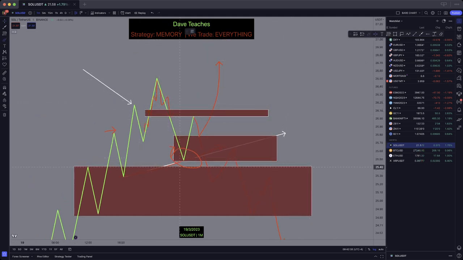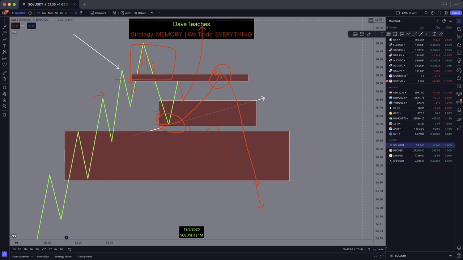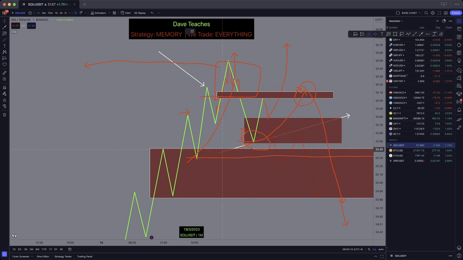oftentimes, and I guess this is where sometimes ICT's breaker block comes into play, oftentimes price will come and tap right into the area that it fell out of and then continue down. And now you'd begin to see us go back to where? The beginning of the trend or the origin of that move up that took a high to the left. Y'all hear that? The origin, this area, that took the high to the left.